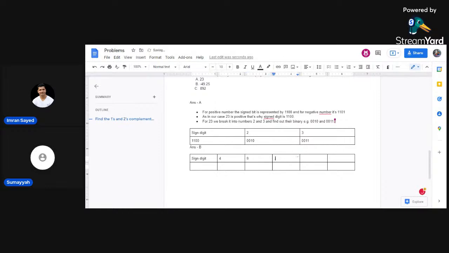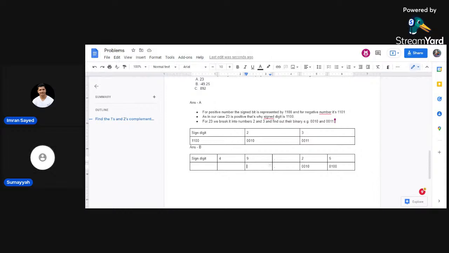It's 49.25. So here also you just convert the digits into binary. 5 is 0100, 2 is 0010. For it's in the decimal, you just put decimal there.